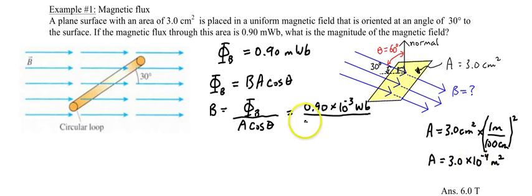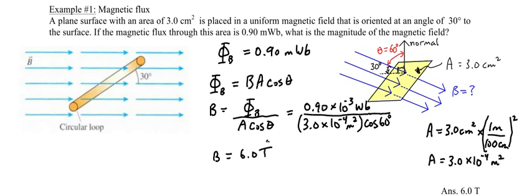So let's substitute that in over here. We have 3 times 10 to the power of negative 4 meters squared, then multiplied by the cosine of the angle 60 degrees. And this gives you an answer of 6.0 Teslas. And that's it for this example.